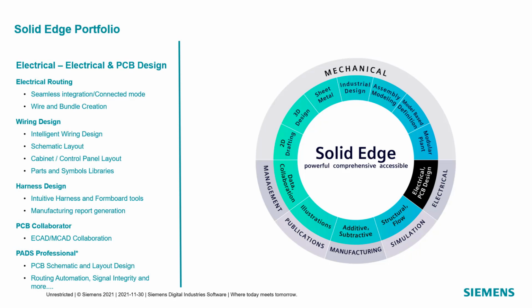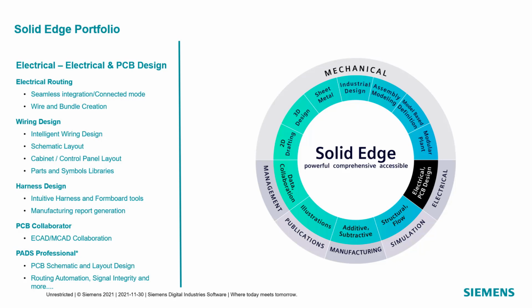The electrical design portion of the Solid Edge portfolio comprises four capabilities with the addition of a PCB design solution. Electrical Routing is an add-on module available within Solid Edge that allows for real-time seamless integration with Solid Edge Wiring and Harness Design, providing a true and consistent ECAD/MCAD experience. As well as this, wiring and bundle runs can be created in 3D to provide accurate length information that can be shared with the ECAD applications.